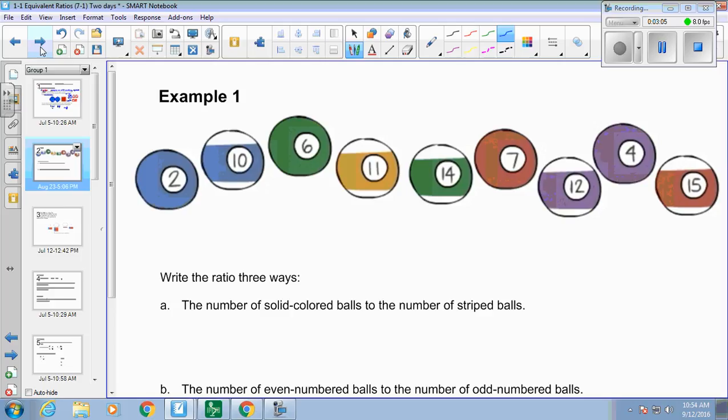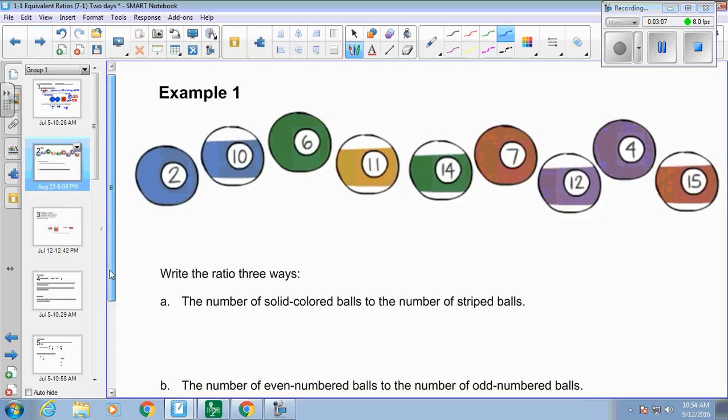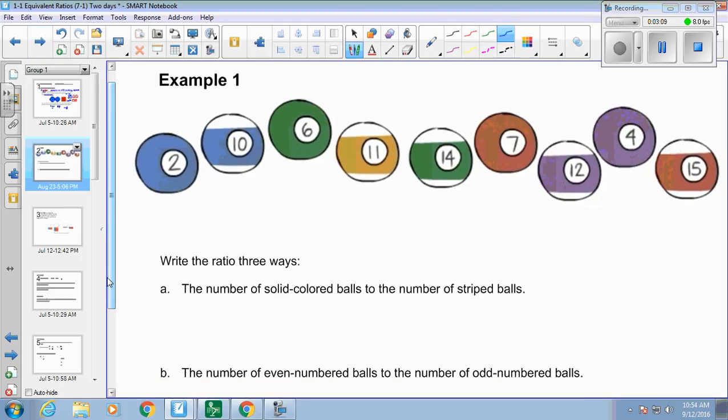Example number 1 drops right into this. It's asking us to write the ratio 3 ways. The number of solid colored balls to the number of striped ones. They're saying specifically solid to stripes, so we need to follow that order. So I count up, there are 4 solid and 5 stripes. So writing it 3 ways, I could write 4 colon 5, 4 to 5, and 4 divided by 5.